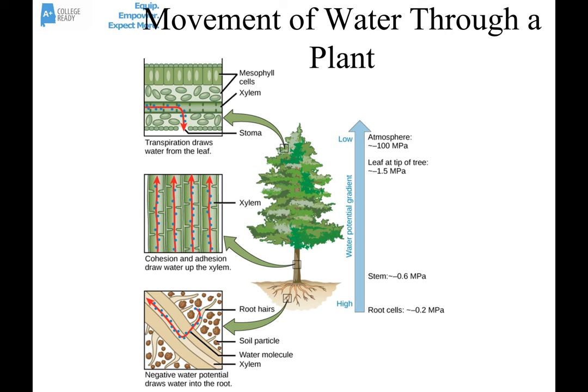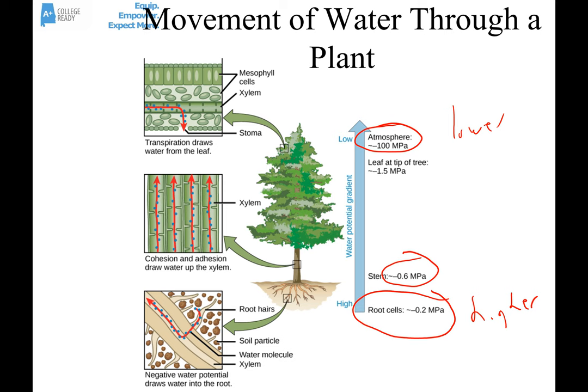So here we see a diagram showing us the water potentials and how this contributes to transpiration. In the root cells, the water potential is around negative 0.2. In the stem, it's negative 0.6. Well, negative 0.2 is higher than negative 0.6. Then we get up to the leaf. The water potential has dropped to negative 1.5. Out in the atmosphere, the water potential is negative 100. So all the way along its journey from the ground all the way to the stomate and ultimately into the air, the water moves from areas of higher water potential to areas of lower water potential.